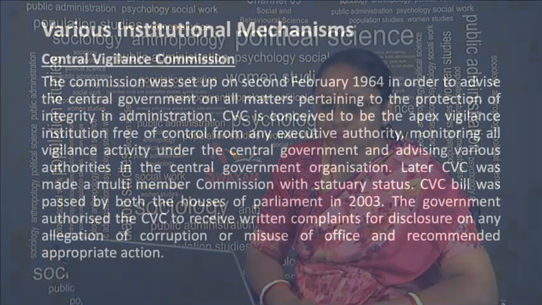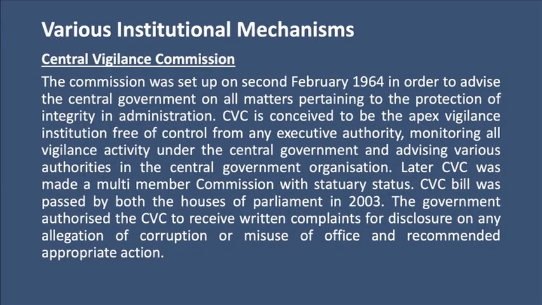So, students, first of all, Central Vigilance Commission, as recommended by the Santhanam Committee in its report, was established by the government in 1964 for curbing corruption activities at the central level. CVC later on was made a multi-member organization, and the government authorized the CVC to receive all the written complaints against corruption and for the disclosure of any allegation of corrupt practices or misuse of any public office and recommended the appropriate action under the CVC.